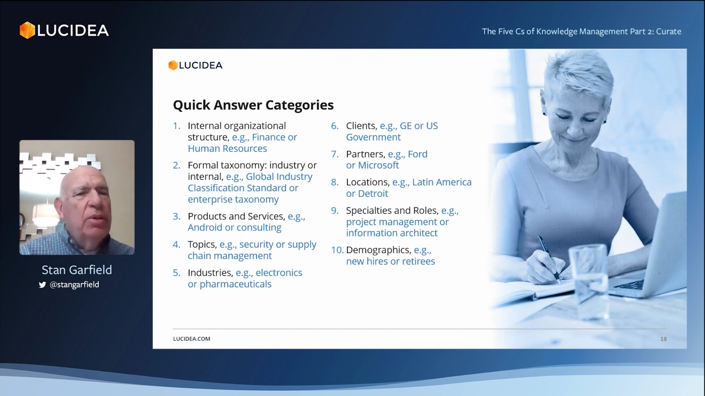The category could include locations, so Latin America or Detroit. Could be based on specialties and roles that people in your organization play, for example, project management or information architect. And finally, it could be based on demographics. So you might want to have a category for new hires or retirees. So these are examples. Obviously, you can think of others for your organization.